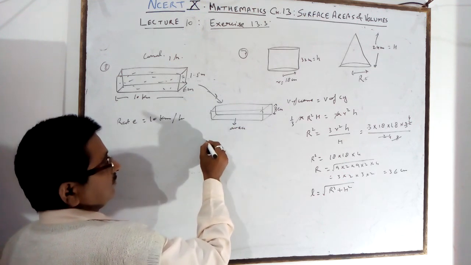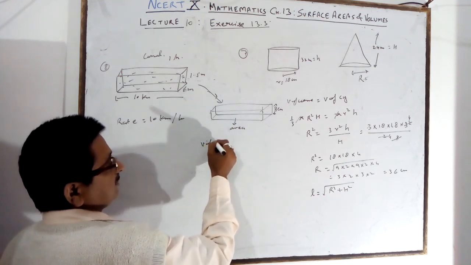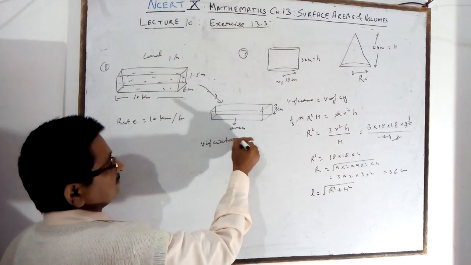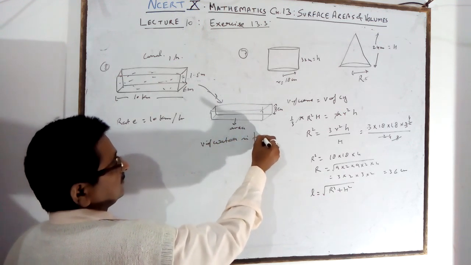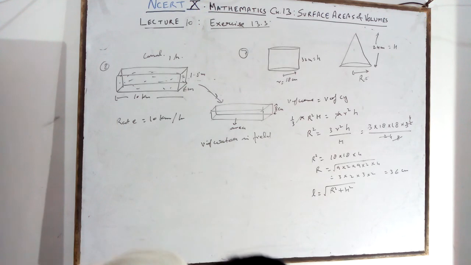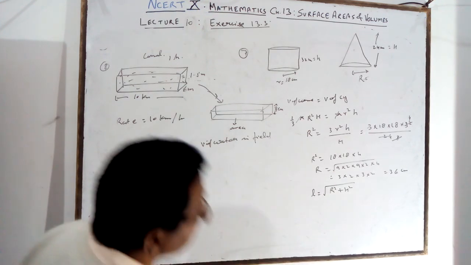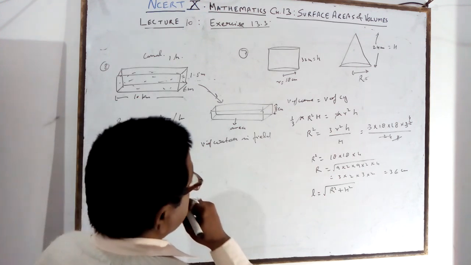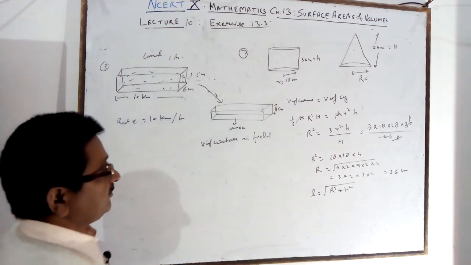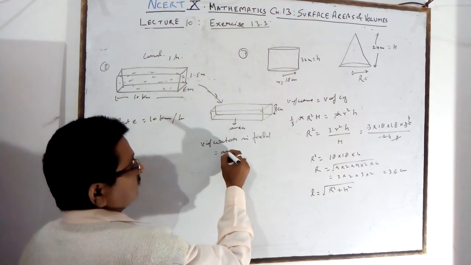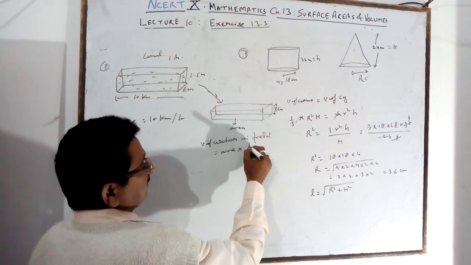So the volume of water in the field. How much area will it irrigate in 30 minutes? Half an hour में कितना area? Volume of water in the field is equal to area multiplied by height.